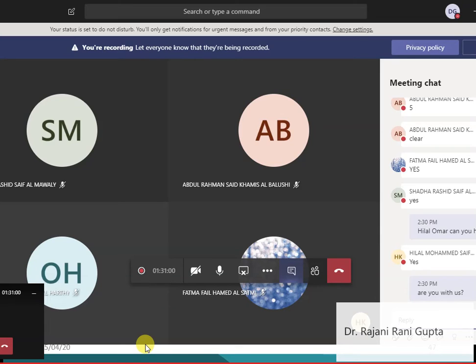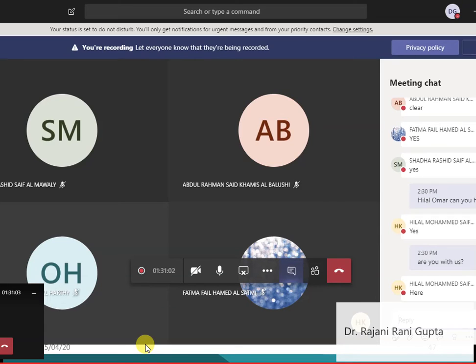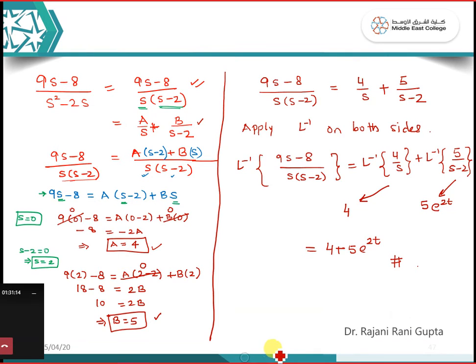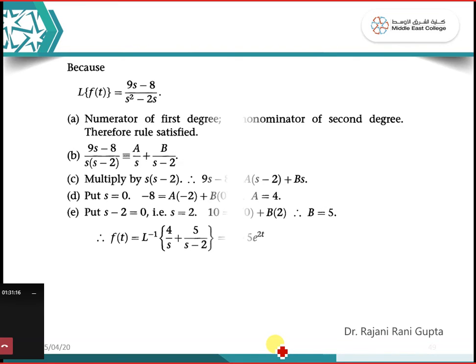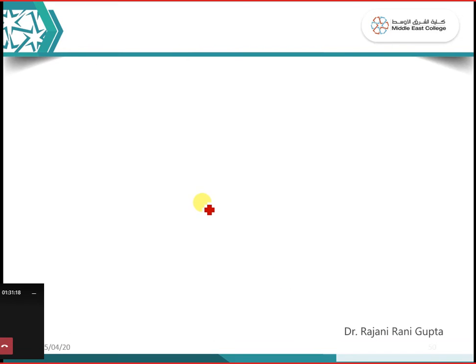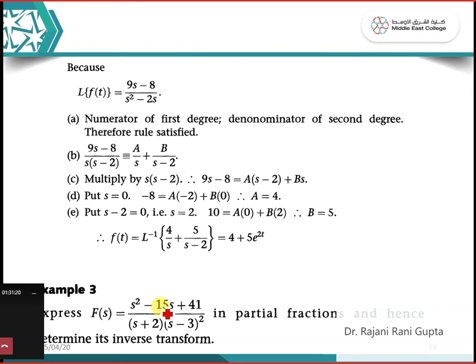Okay. Good. I hope you are following, right? So this is what I wanted to explain in today's class. I think it's enough if I stop for today here, because next is another example of this type: S minus S, here you have S plus 2 and S minus 3 power 2. So I am planning to keep it for the next class.